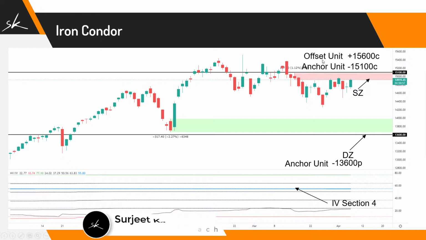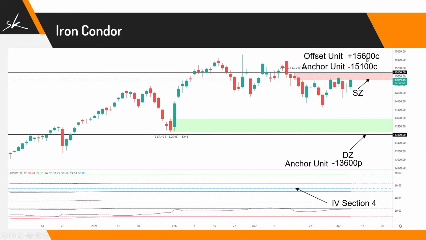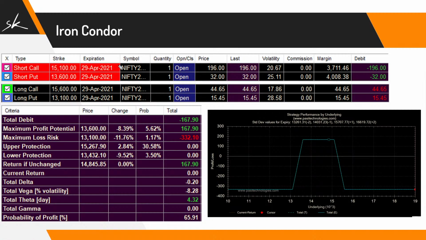So what I did here is I added an offset unit which will be the 15,600 call, and since this is 500 rupees higher, I will also go 500 rupees lower from here. So the distance should always be equal. If you're going 500 above, you should go 500 below. So here 500 below will be the 13,100 put, and you can see when I add this, so initially you can see that this is what we were having.